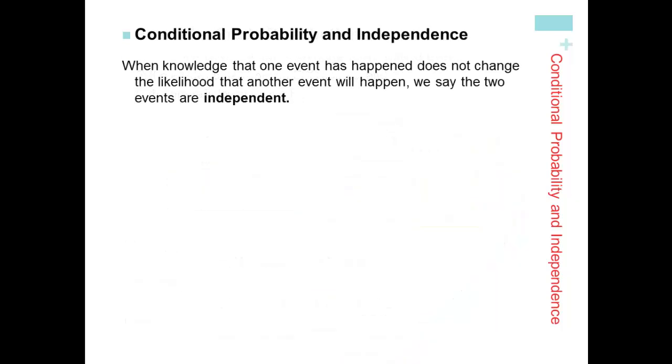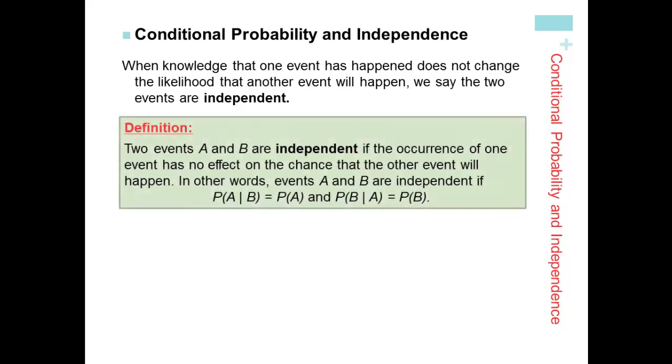When the knowledge that one event has happened does not change the likelihood that another event will happen, we say the two events are independent. Here's the definition of independent events. If two events A and B are independent, the occurrence of one event has no effect on the chance that the other event will happen. In other words, events A and B are independent if the probability of A given B is equal to the probability of A, and the probability of B given A is equal to the probability of B.